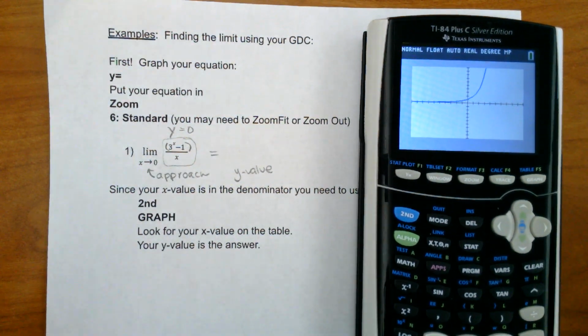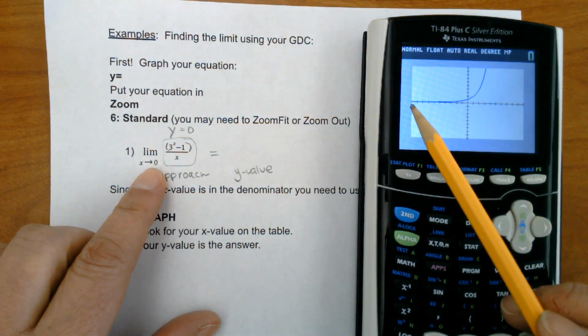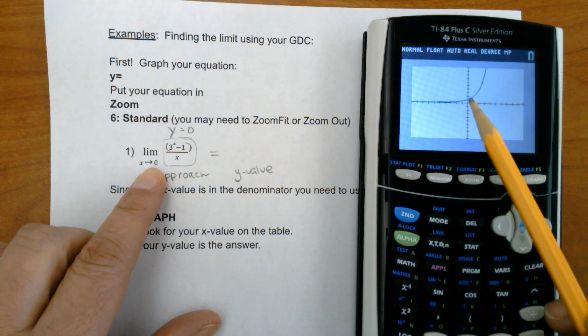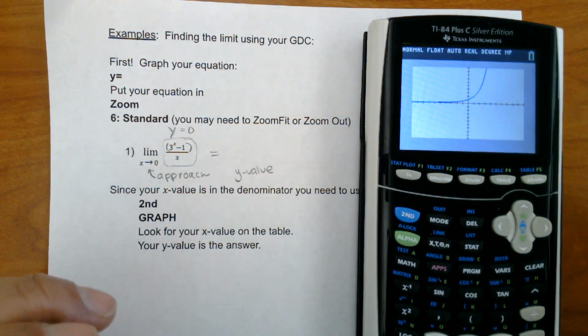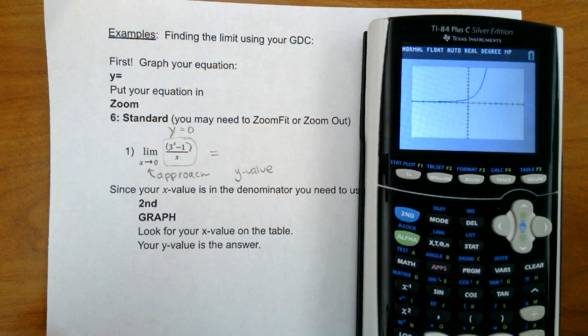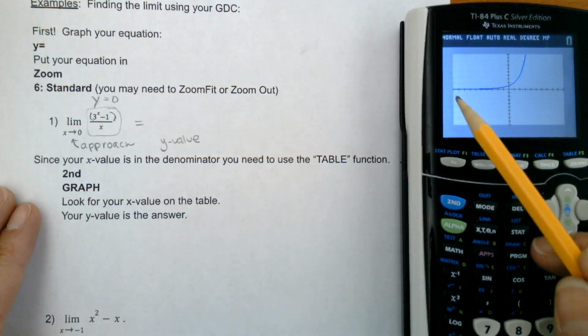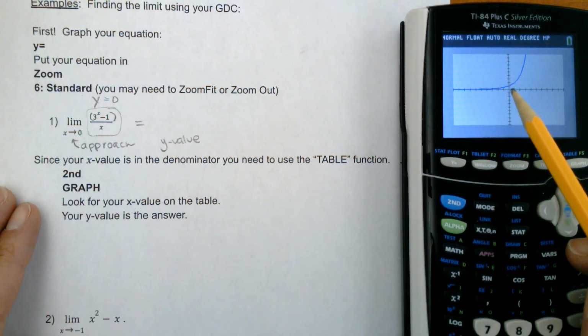Okay. So as we approach 0, as we're riding this curve, as we approach 0, the graph crosses the y-axis. It looks about 1, maybe 1.1. But let's actually use the table function. So we know it's approaching. So here's my 0. It's approaching x equals 0, which is right here.